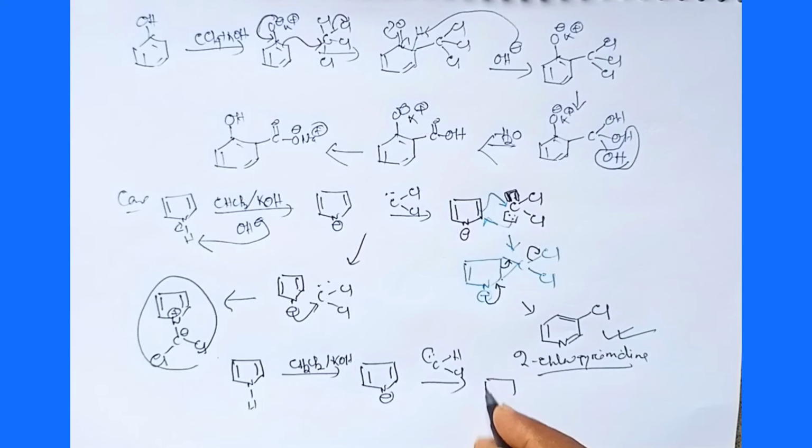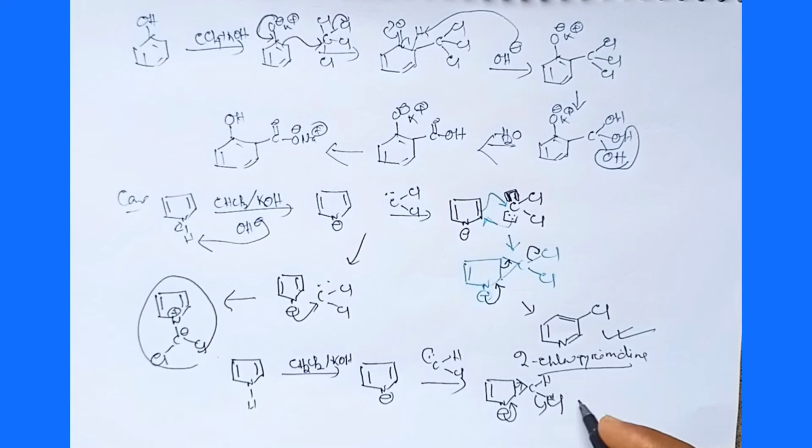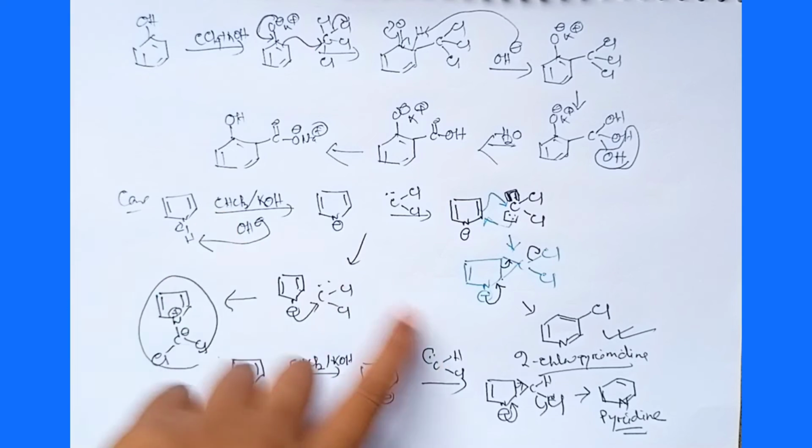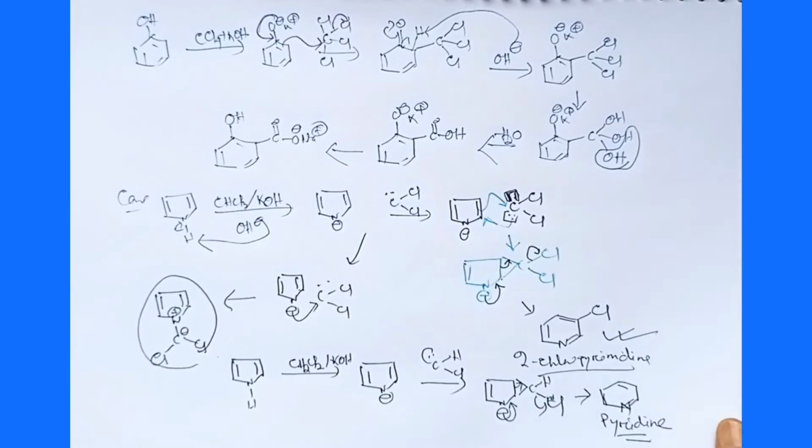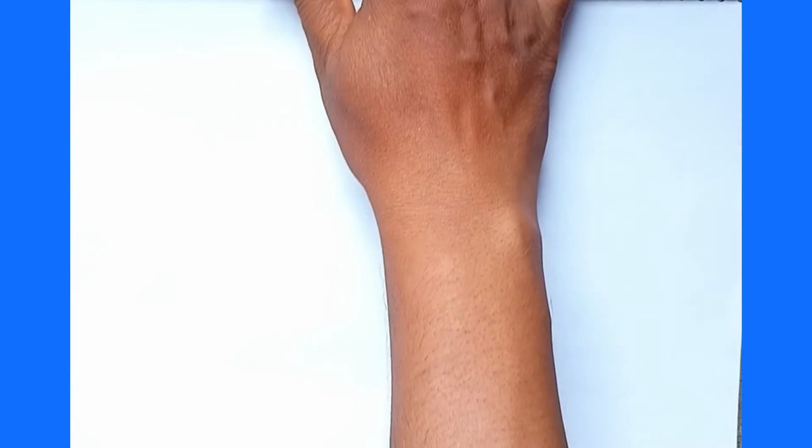So now the cyclic structure will be formed with the HCl lone pair. Now it undergoes resonance, and this chlorine departs as a good leaving group, and the formation of the pyridine molecule takes place. So when we are taking chloroform with pyrrole, we end up with 2-chloropyridine, but when we are taking dichloromethane, we end up with pyridine. This is an interesting result of the Reimer-Tiemann reaction.